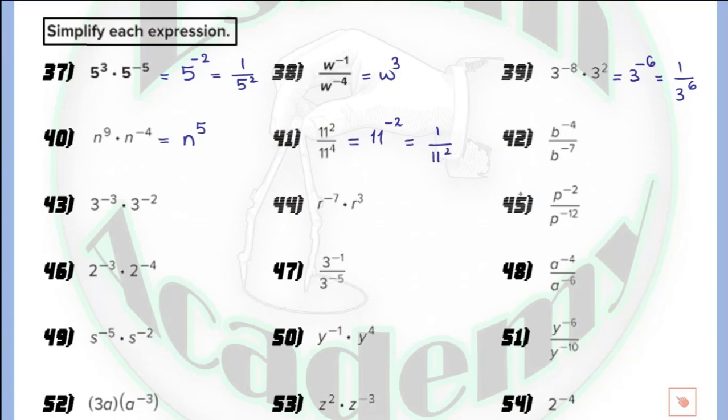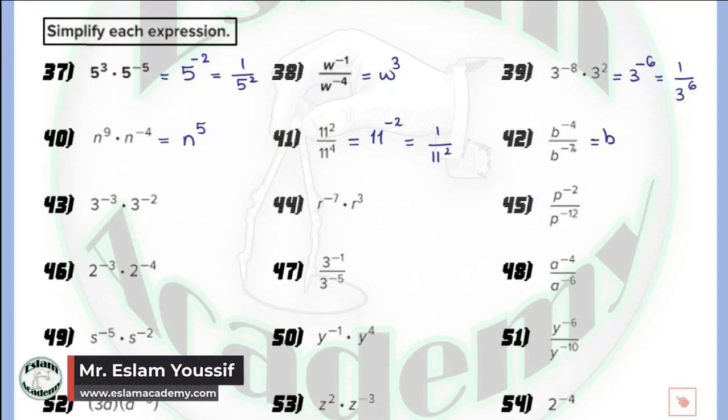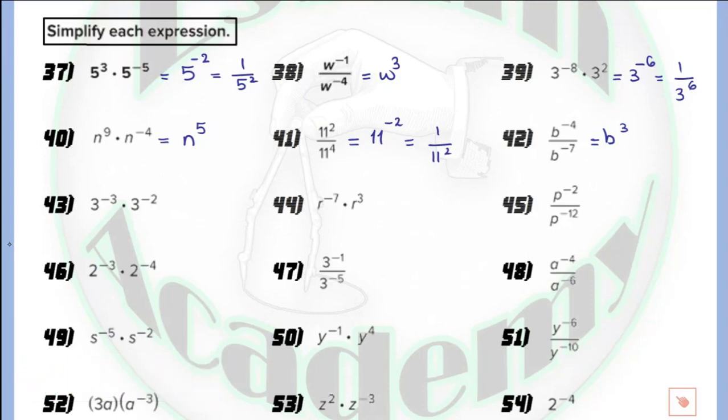b to the power negative 4 divided by b to the power negative 7. They have the same base, which is b. Now we will subtract. Negative 4 minus negative 7 will be equal to 3. And that's how we can simplify the expression if we have a positive or negative power.